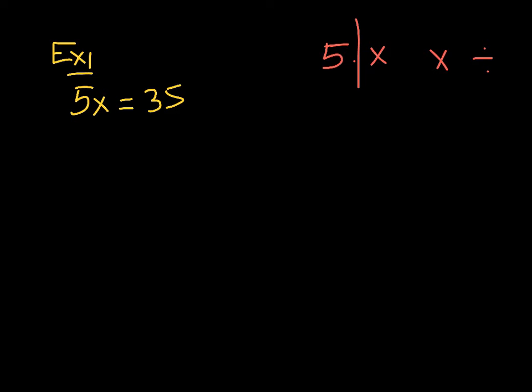But remember, whatever you do to the left hand side, you also do to the right hand side. So this is going to be 5x divided by 5, then 35 divided by 5. So the 5's cancel out on this side, and what you have left is x is equal to, and then 5 in 35, 5 goes through 35 7 times, so x is equal to 7.